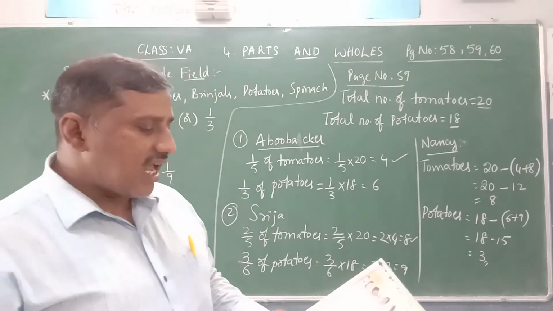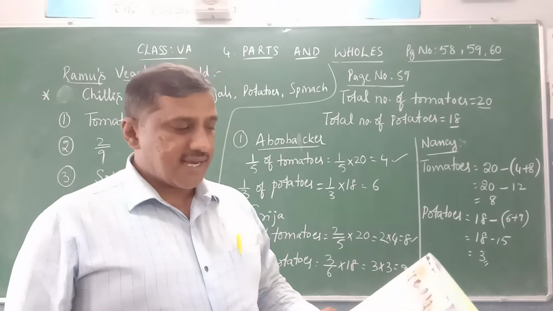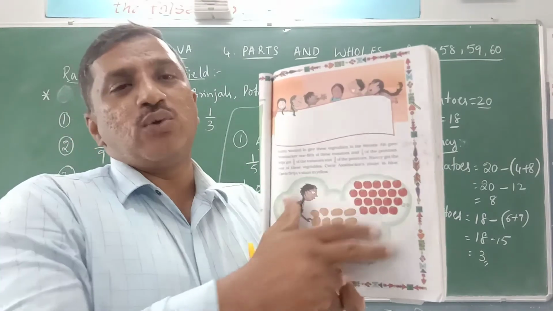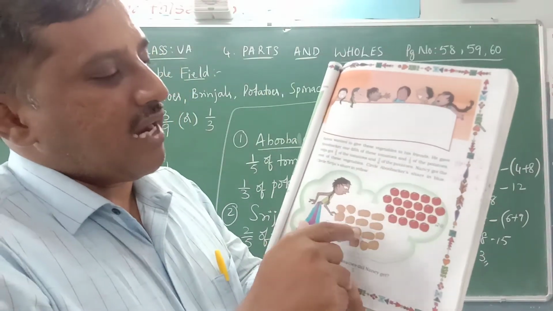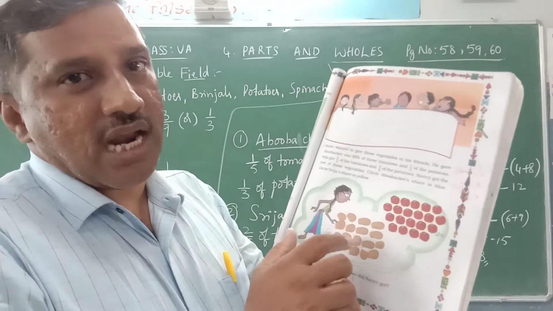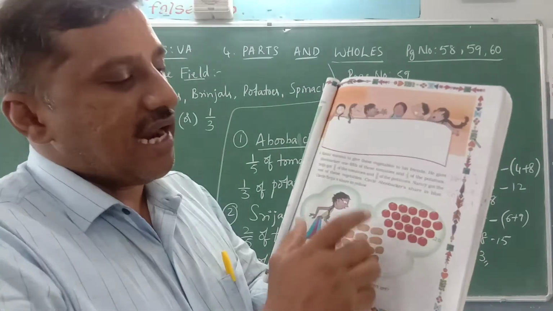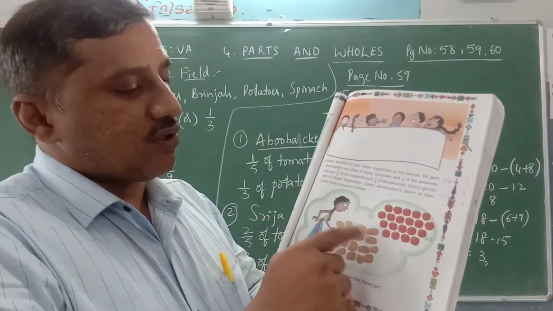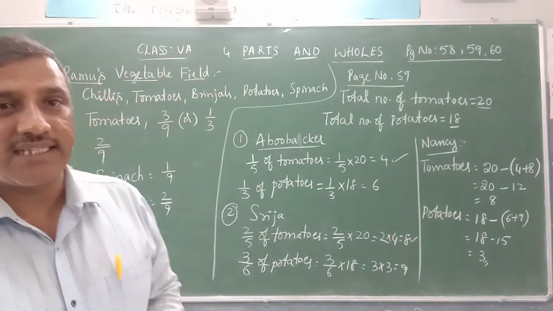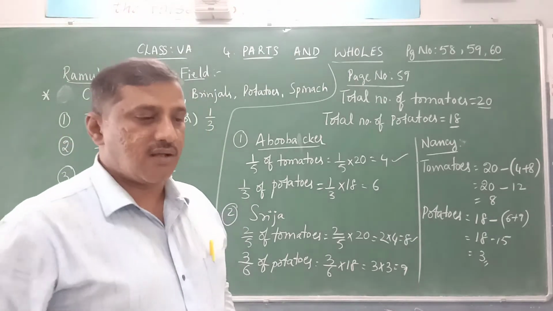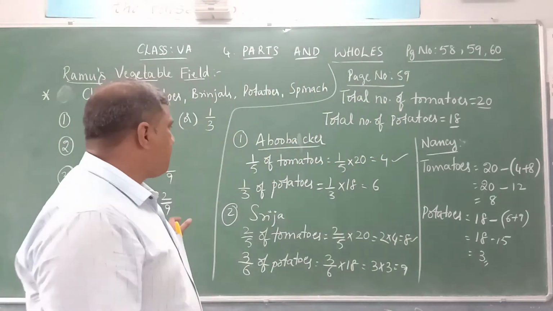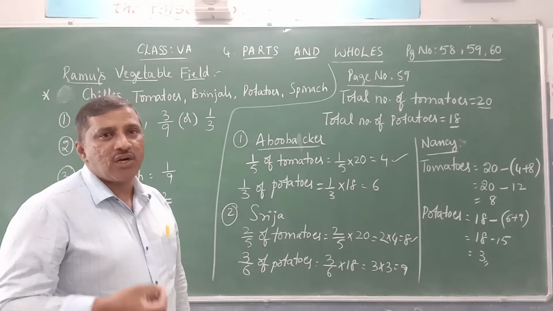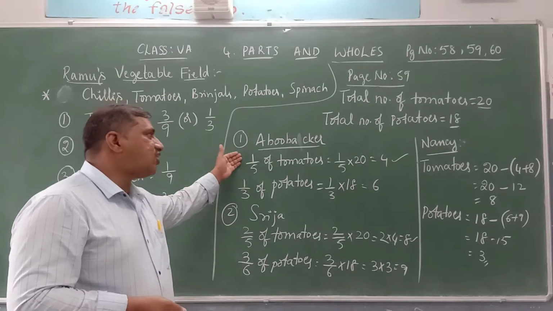Now circle Abu Bakr's shade in blue and Srija's shade in yellow. So in this picture you circle the vegetables: how many tomatoes and how many potatoes he got. Abu Bakr's you circle with blue color, and Srija's you circle with yellow color. Like this you can shade, these parts can be circled in the figure, after finding the number of tomatoes and potatoes of each friend.